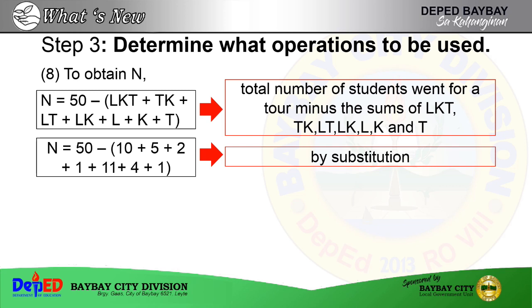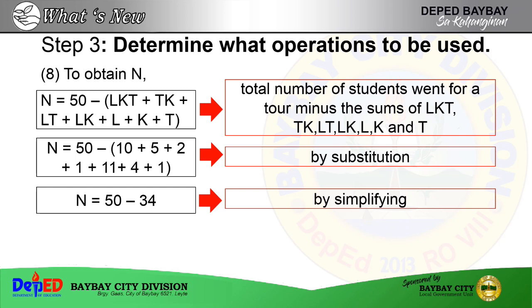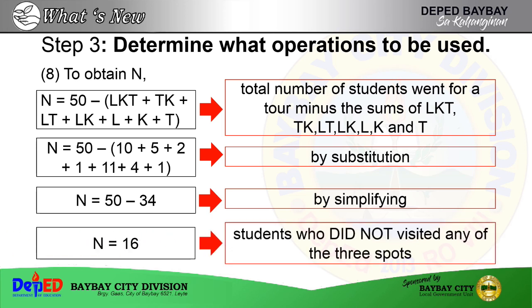So N is equal to 50 minus 34. This is done by simplifying. We get 34 from the sums of 10, 5, 2, 1, 11, 4, and 1. So the result of N is equal to 16. So there are 16 students who did not visit any of the 3 spots.